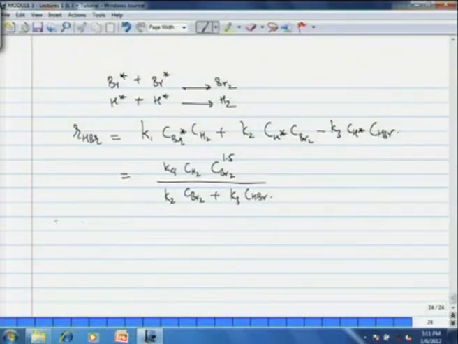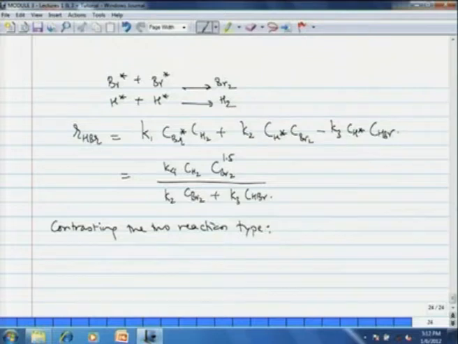How do we contrast the elementary and non-elementary type of reaction? In the elementary reaction type, there is only consumption of reactants, while in a non-elementary reaction type, we often see the reaction of reactants to form product and the reaction of product to form reactant back. Okay, so that is a point to note.